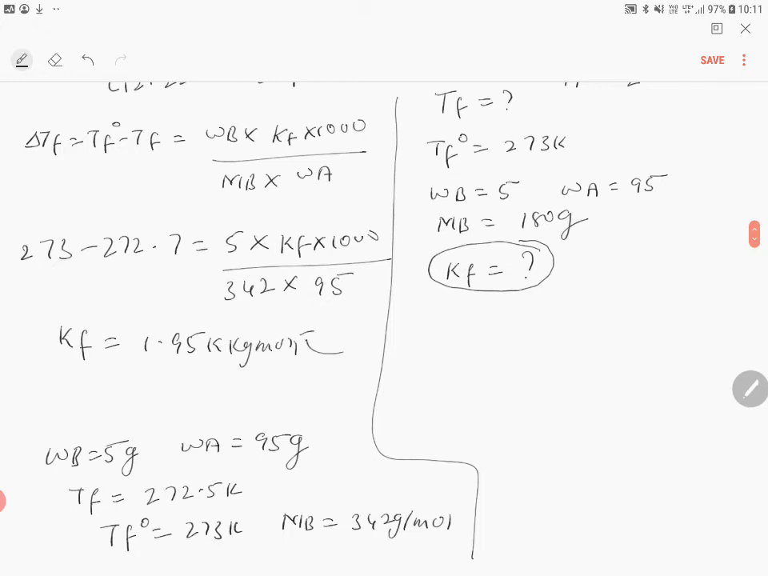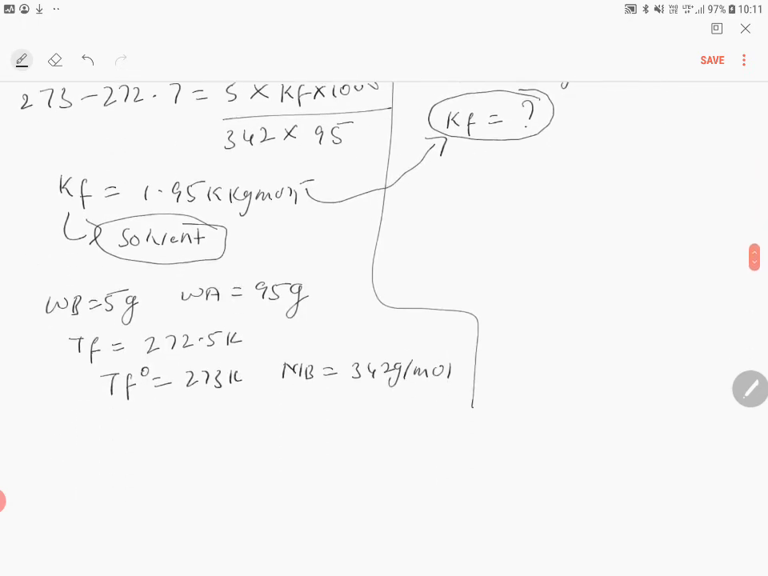Now use this value to find out the Tf. So although the solutes are different, the solvent is the same. Please remember, Kf and Kb both are related only to the solvent. They are not related to the solute. This point is very important.